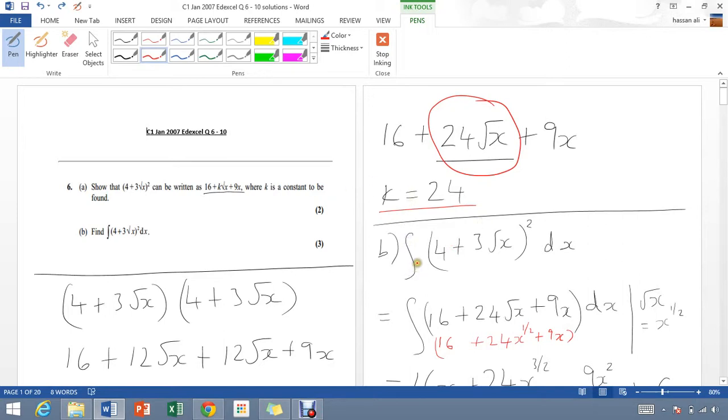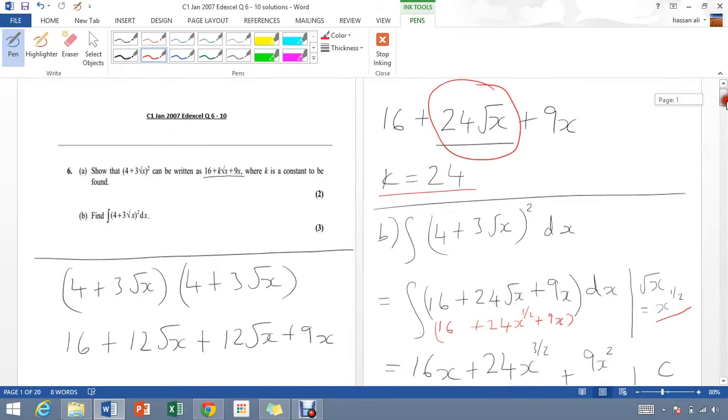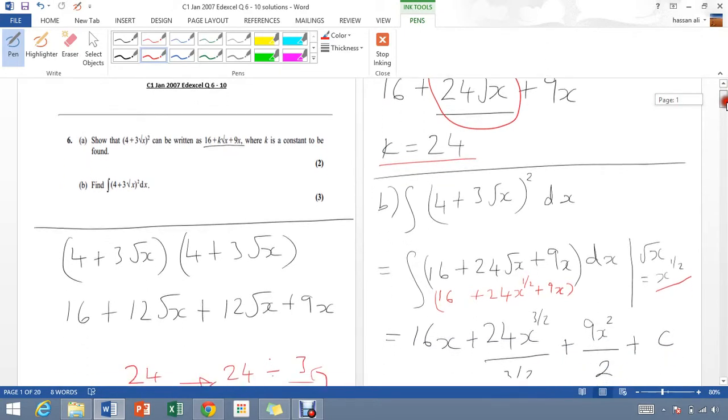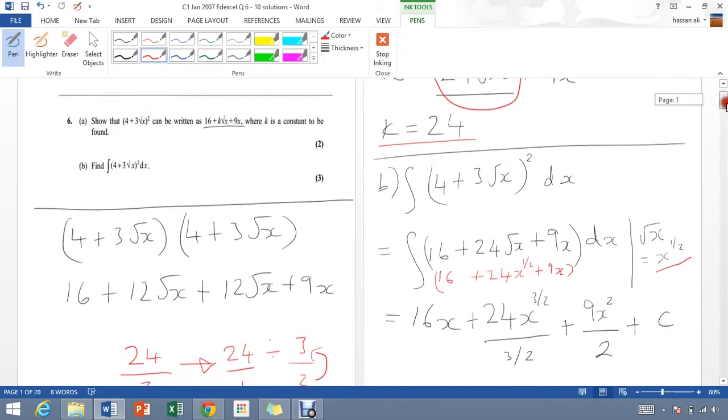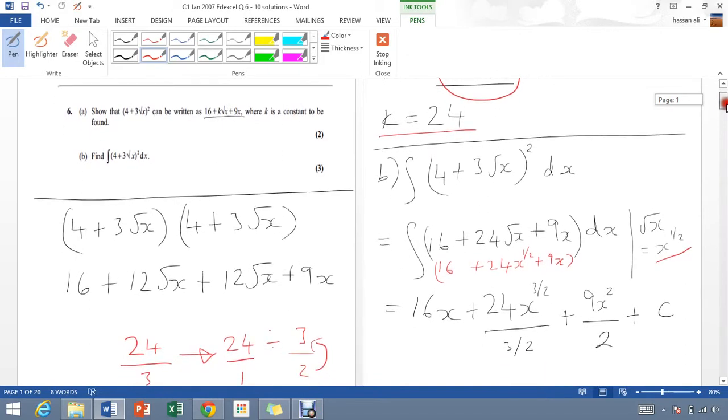Right, part B is just asking you to integrate that now. Since you've expanded the bracket, we can use that. But just bear in mind that 24√x can be written as 24x to the power of a half, as shown here. So rewrite that in brackets because there's more than one element to it: 16 + 24x^(1/2) + 9x dx, and then we just integrate that, and that should give you 16x + 24x^(3/2) over 3/2 + 9x² over 2 + c.